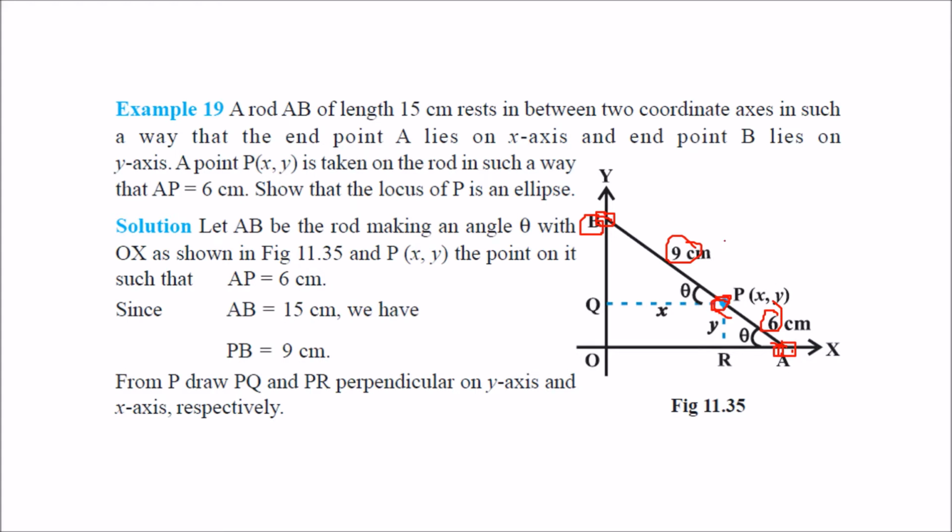Show that the locus of P is an ellipse. This P has to be an ellipse. This we have to show. Now let us take this angle theta, which this rod is making with the x-axis. This is angle theta.